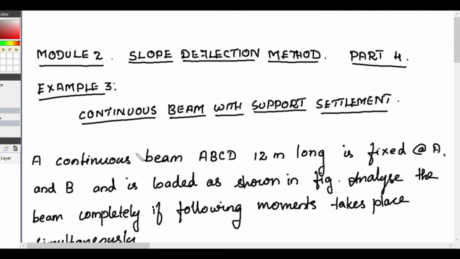That is, in the first two problems we didn't have any support settlement. So in our slope deflection equation, our delta was equal to 0. But in this problem, we have support settlement also. So in this problem, our delta will be not equal to 0 for certain spans of the continuous beam. And some more additional conditions are also given in this problem. So now let us analyze this problem.